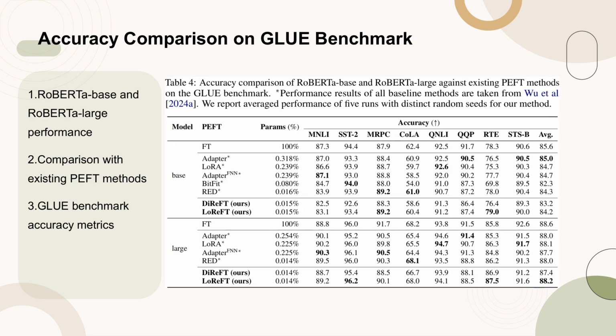Table 4 presents an accuracy comparison between RoBERTa-base and RoBERTa-large models against various existing parameter-efficient fine-tuning (PEFT) methods on the GLUE benchmark. The table highlights the performance metrics across different tasks such as MNLI, SST-2, MRPC, CoLA, QNLI, QQP, RTE, and STS-B. It showcases the effectiveness of LoReFT and DiReFT in relation to other PEFT methods, emphasizing their competitive accuracy scores on the GLUE tasks.